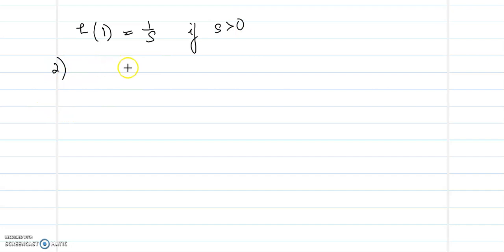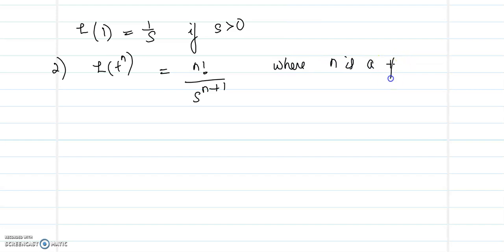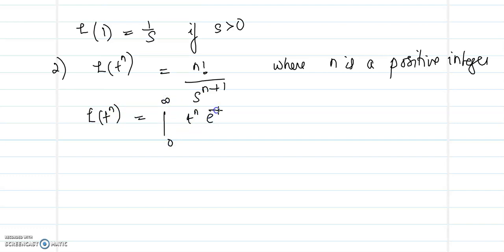Now let us find the value of L of t raised to n. So L of t raised to n is given by n factorial by s raised to n plus 1, where n is a positive integer. So if you have the positive powers of t, L of t raised to n is n factorial by s raised to n plus 1. So let us write down the integral for L of t to n. So this is integral 0 to infinity t power n e raised to minus st dt.